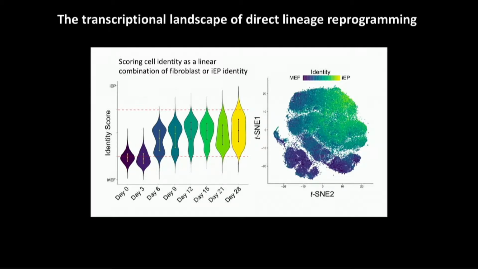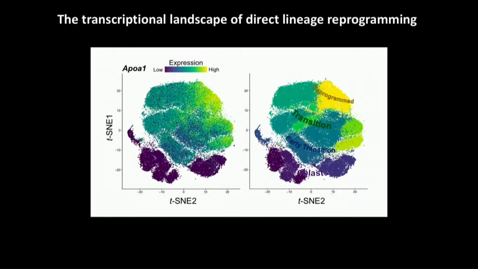When we project these identity scores onto the t-SNE plot here, we can start to identify which cluster is harboring our fully reprogrammed cells, which is helpful. We've identified new markers of IEP emergence as well, such as ApoA1, which is really useful. We've been able to broadly stratify the reprogramming process into several phases: fibroblasts, early transition, and the reprogrammed state.